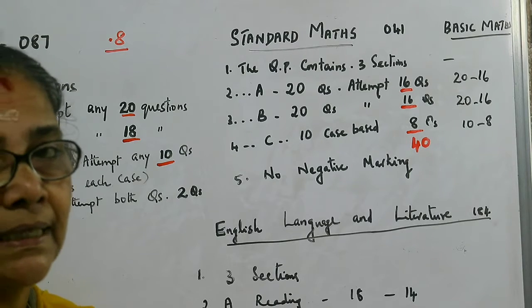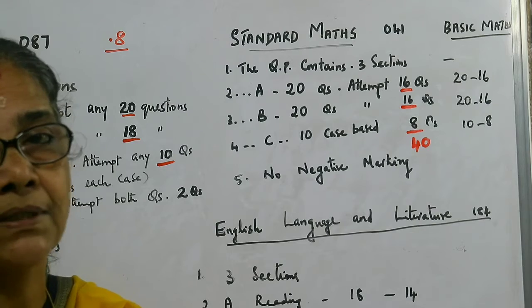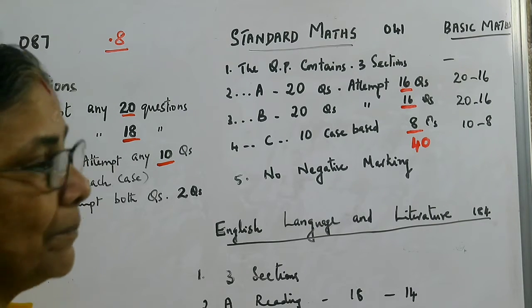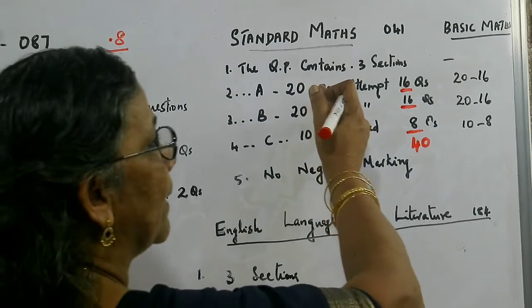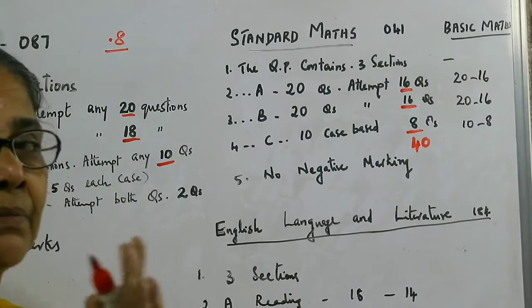Out of 20, 16; out of 20, 16; then out of 10, you have to attempt 8 questions. So you have to keep that in mind. This way, basic maths or standard maths, this is optional, whichever one you have taken, you follow that. It is the same thing, no difference.